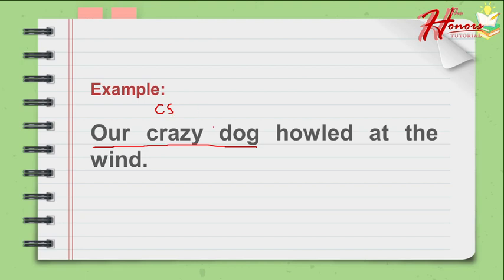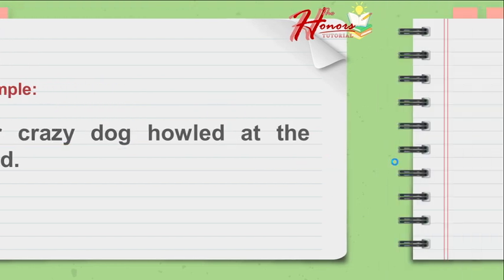How about the simple subject? Another trivia: you can find the simple subject in the complete subject. So where is the simple subject in these 3 words? Is it our, crazy, or dog? What is the main noun? What is the main subject? Of course, the correct answer is dog. Therefore, dog is our simple subject. Is it clear? Okay, now let's continue.